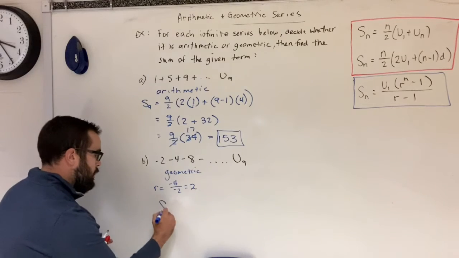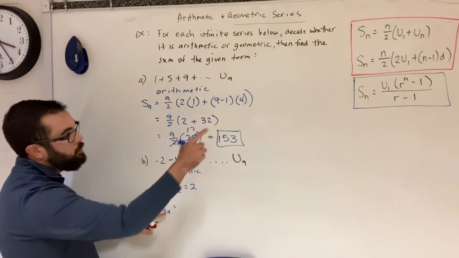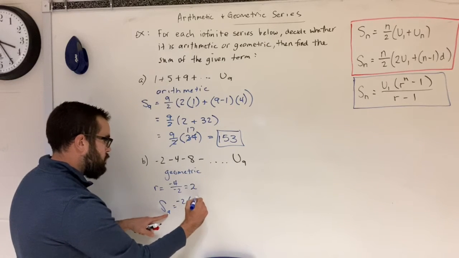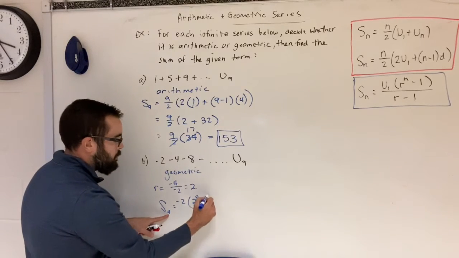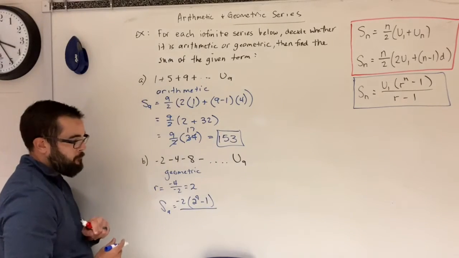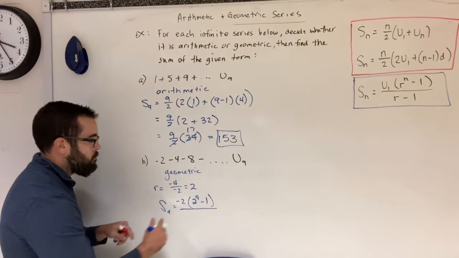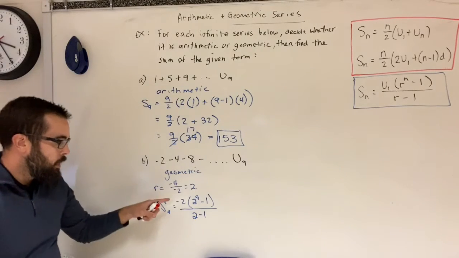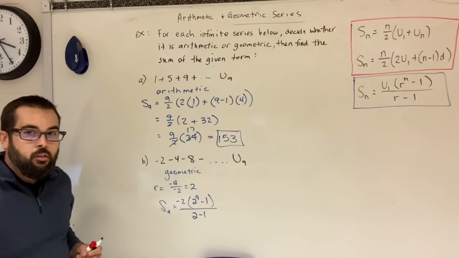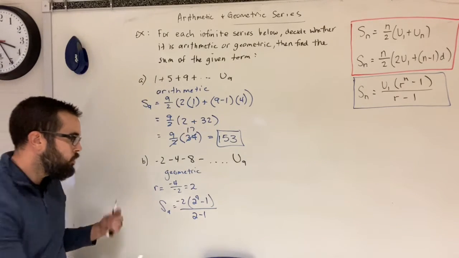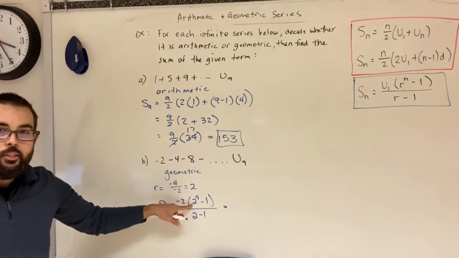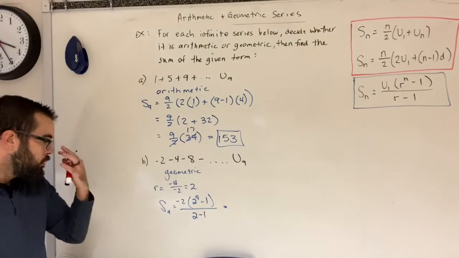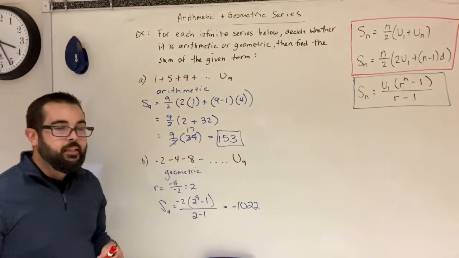So the sum up until the 9th term is the first term, which is negative 2, times 2 to the 9th minus 1 divided by 2 minus 1. All right, so I'm gonna have to do that. I could do it by hand, but that's a little obnoxious, 2 to the 9th. All right, and then I gotta multiply it by negative 2. So the answer I got was negative 1022.